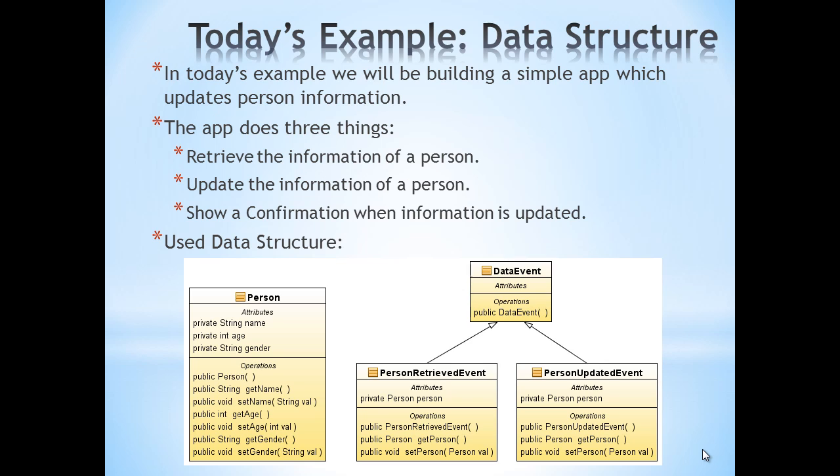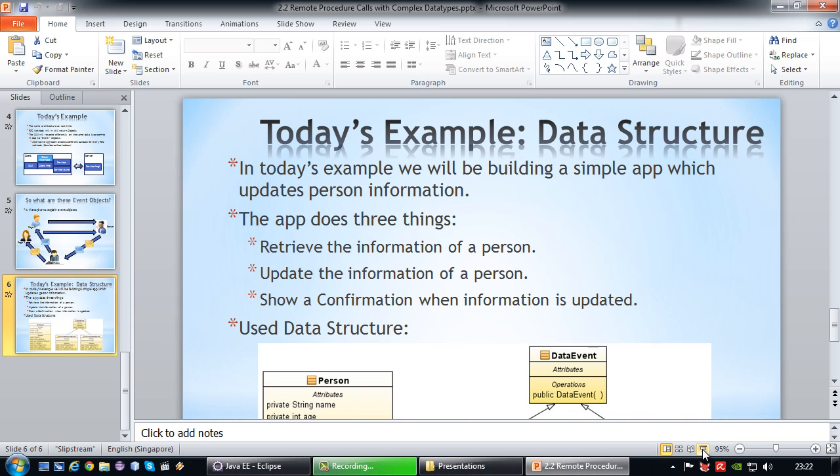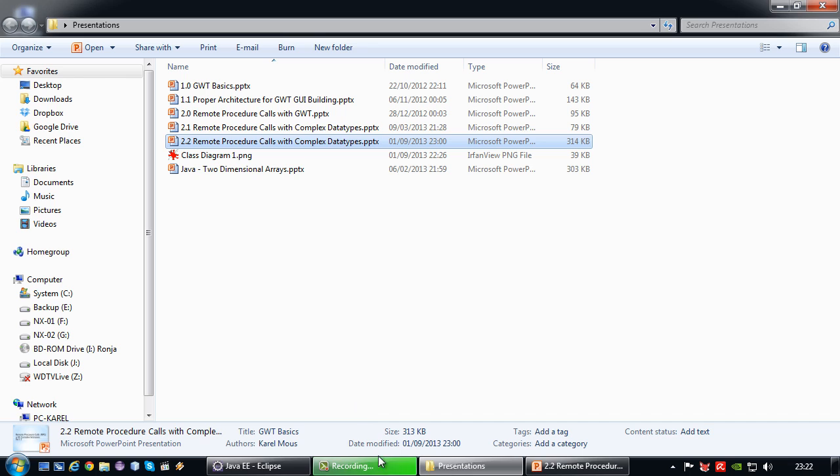Okay, so as I said, I have this person object that returns my person information, and depending on whether or not I want to display it in the overview screen that you first saw, I'm going to wrap it in a person retrieved event. If I'm going to display the person information has been updated page, that was the last page you saw, I'm going to wrap it in a person updated event. And both are inheriting from data event. So let me now show you how this works in code.